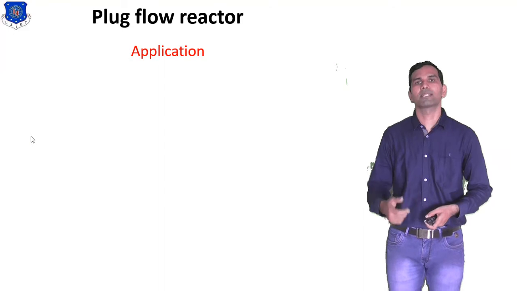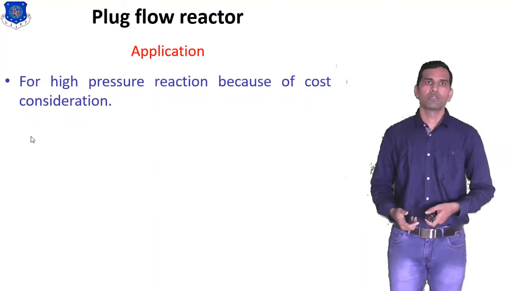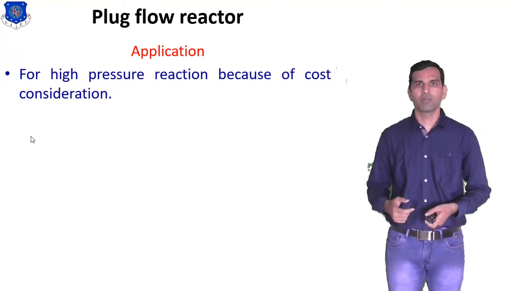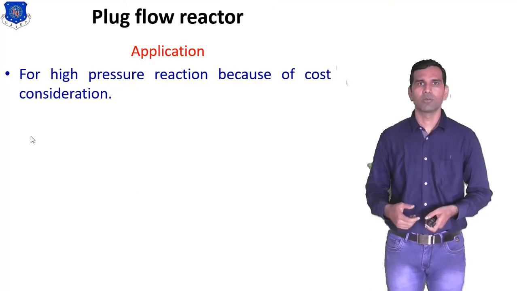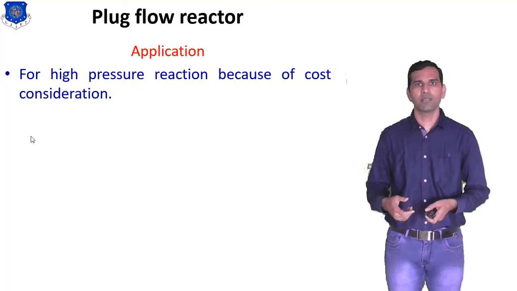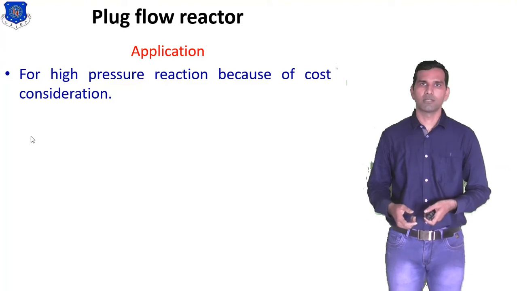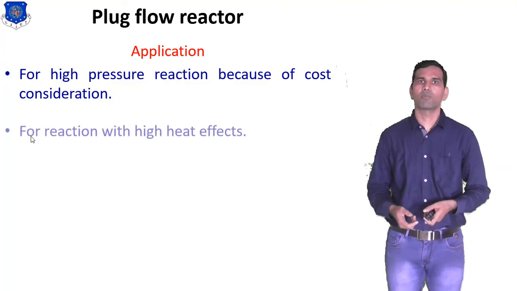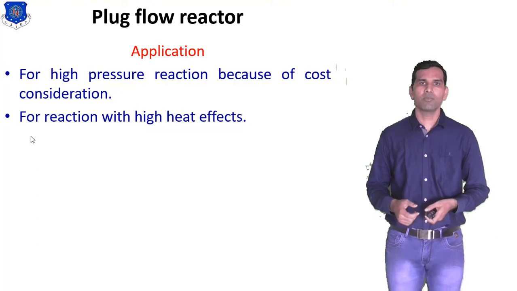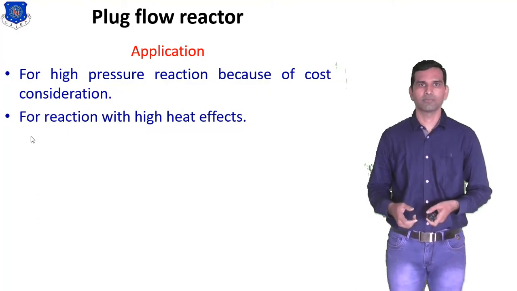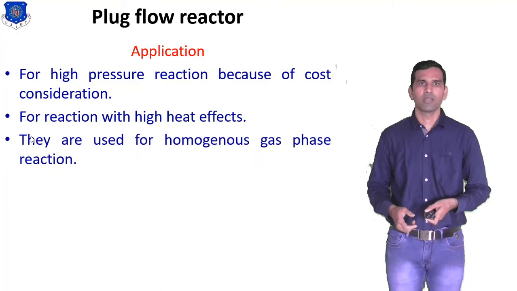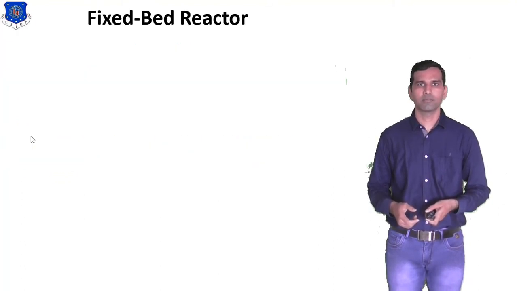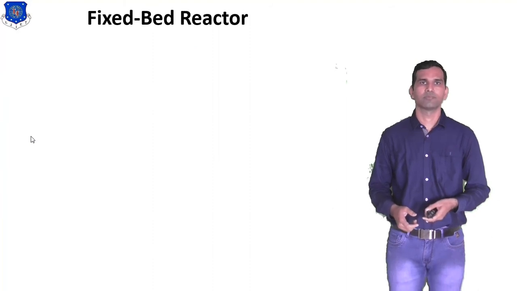Now we discuss the applications of this reactor. We can use it for high pressure reactions because of cost consideration. So this is the application of the plug flow reactor for reactions with a high heat effect. They are also used for homogeneous gas flow reactions.